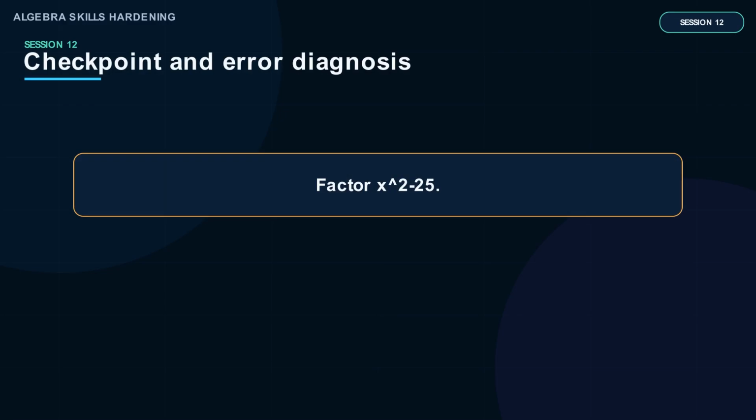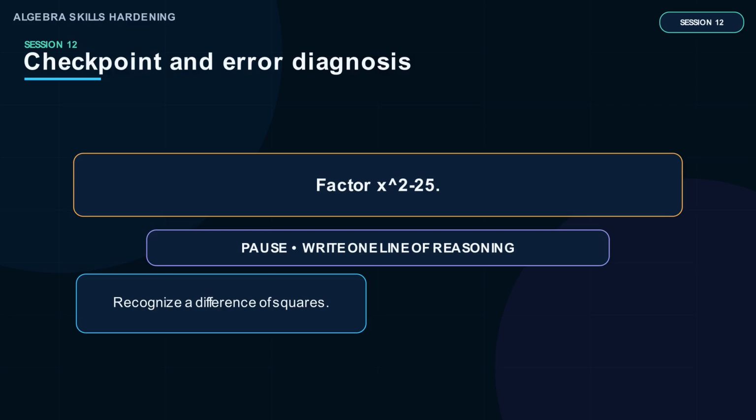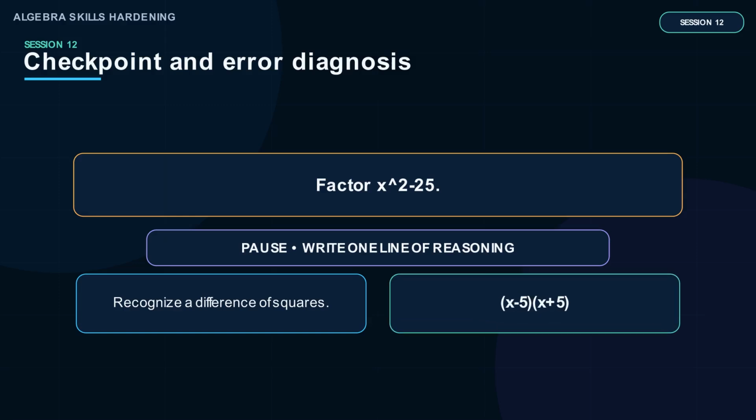Try this checkpoint without copying the example. Factor x squared minus 25. Decide which mathematical fact controls the answer. Write one line of reasoning before you commit. A visible decision is easier to inspect and correct. Focused hint. Recognize a difference of squares. Use it to repair your setup rather than guess. An accepted answer is (x minus 5)(x plus 5). Explain why it works and name the first step that would expose a common error.